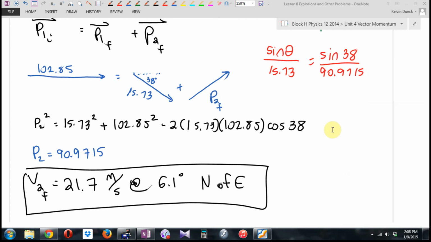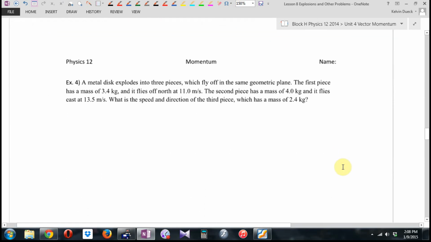So if we got the hang of that, let's blow some stuff up. Turn the page. I did promise you explosions. Okay. Example 4. Read along with me. A metal disc explodes, boom, into 3 pieces, which fly off in the same geometric plane. We're going to keep them flying off flat. In real life, bombs blow up upwards as well as outwards. But this is the start of, for example, forensic investigations of bombs.